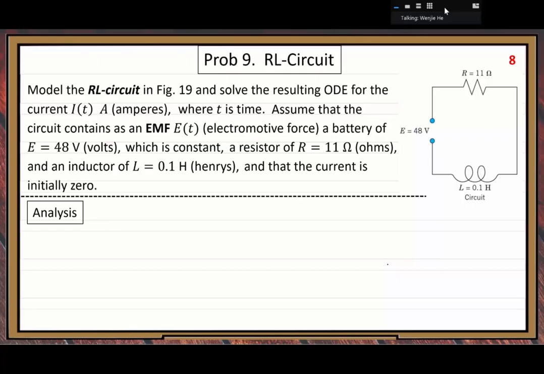We need to find the I function, right? Solve the resulting ODE for this current function. The goal is to find the explicit form of the I function. Here we need to use a physical law called Kirchhoff's voltage law, KVL. Other than the basic laws, we need a few more physical laws.